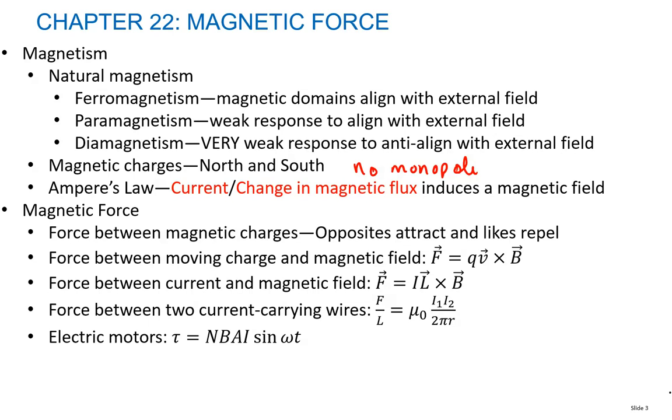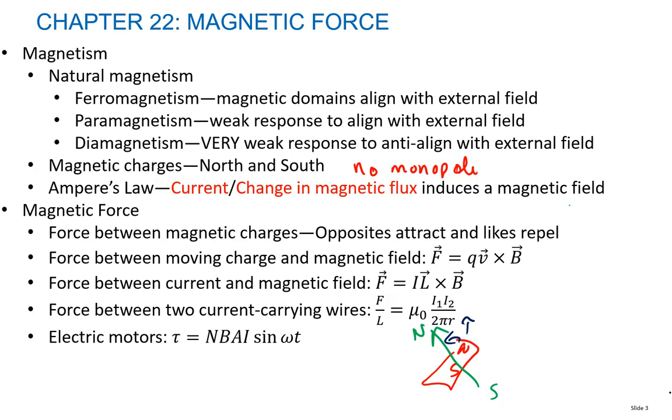Then we have magnetic force. Magnetic force, you have opposites attract, likes repel. If I have a magnet and I put it in an external magnetic field, so if I put a magnetic field that's pointing like this, there's always going to be a torque to try to make them align. So there would be a torque to try to make the 2 magnets align so that the magnetic field lines of the magnet and the external field match up.